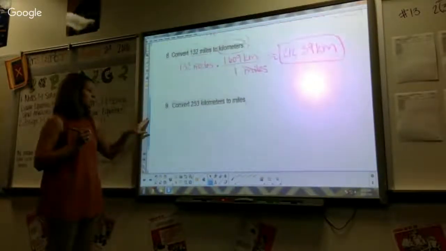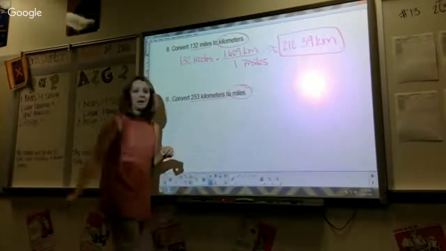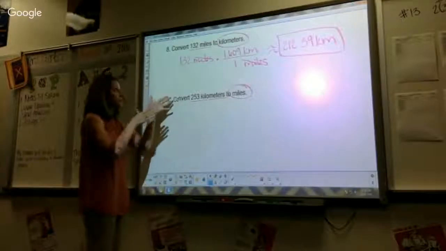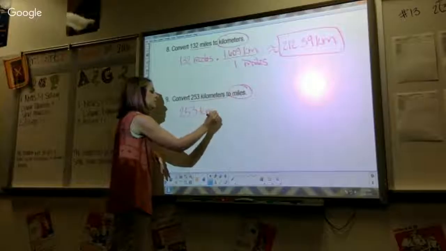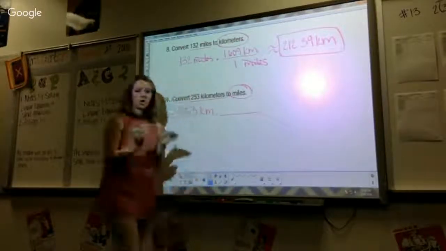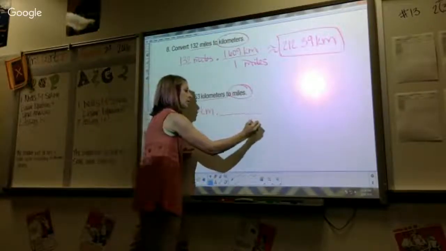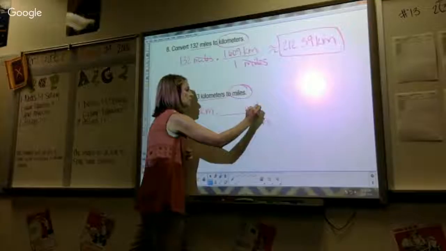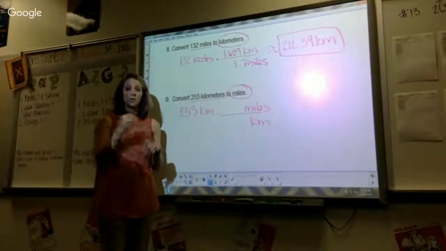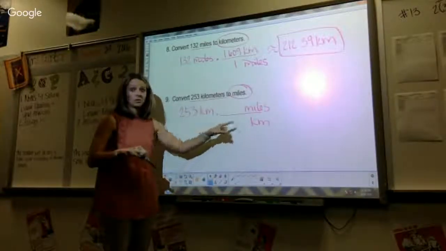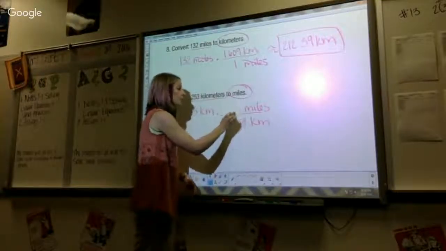Okay, and then the very last one, we're going to convert 253 kilometers to miles. So it's the opposite of what we were just doing on number 8. This time we're given kilometers. Again, I want you to set up a ratio so that you see where your units cancel. If we want kilometers to cancel, it needs to go on the bottom, and we're changing that to miles. I just told you that there's 1.609 kilometers in 1 mile. So kilometers is on the bottom, which means that's where your 1.609 needs to go, for every 1 mile.